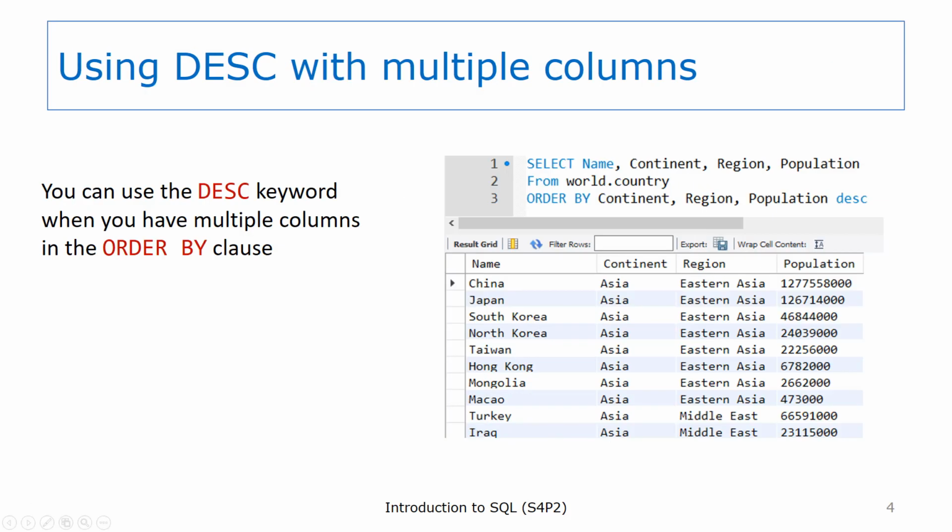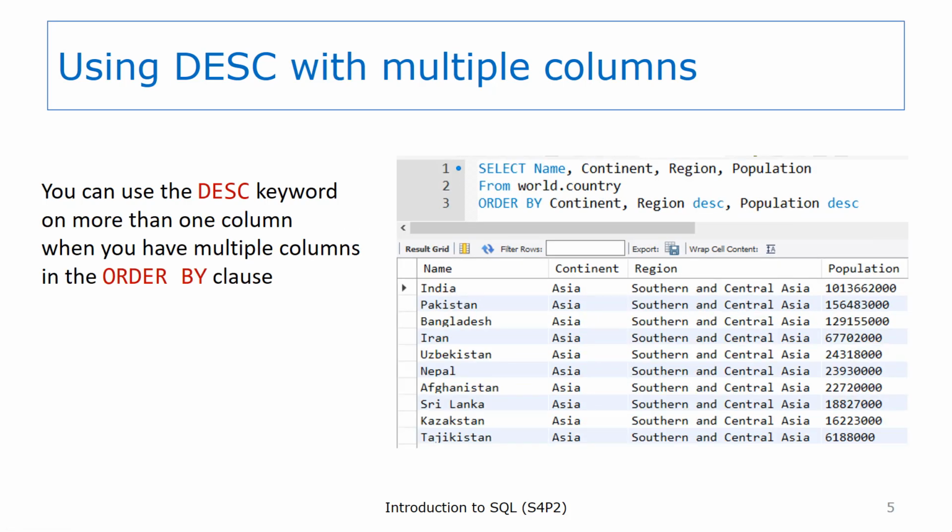You can use the descending keyword when you have more than one column in the order by clause. On this slide, there are 3 columns in the order by. The last column is population, and once again, it has the descending keyword specified for it. So you now see data in the result grid by continent in ascending order, then region in ascending order, and finally population in descending order.